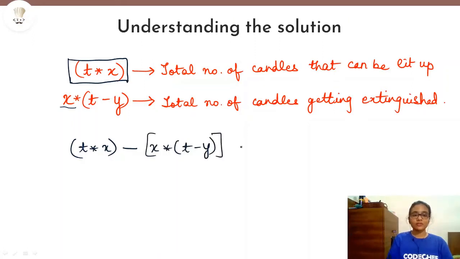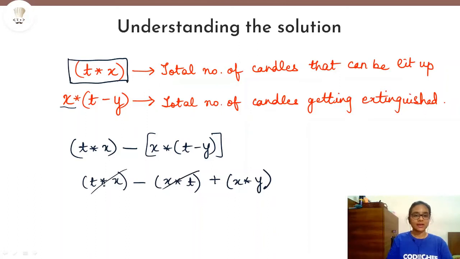Now on solving this expression, what will we get? We are getting t into x minus x into t plus x into y. Now these two are exactly the same, so they will get cancelled out, and at the end we will be left with x into y. So this is our final expression that we need in order to solve our problem. So x into y will tell us the total number of candles that can be lit up.